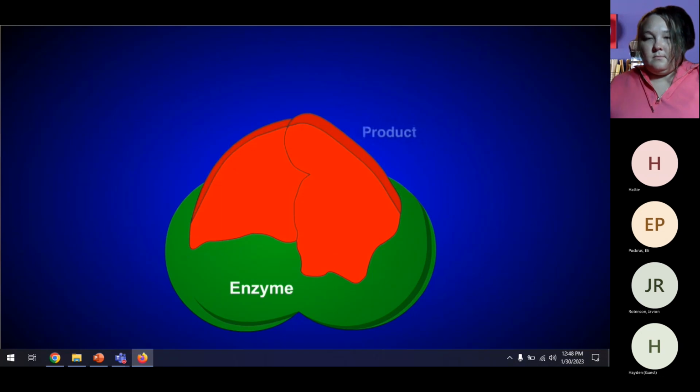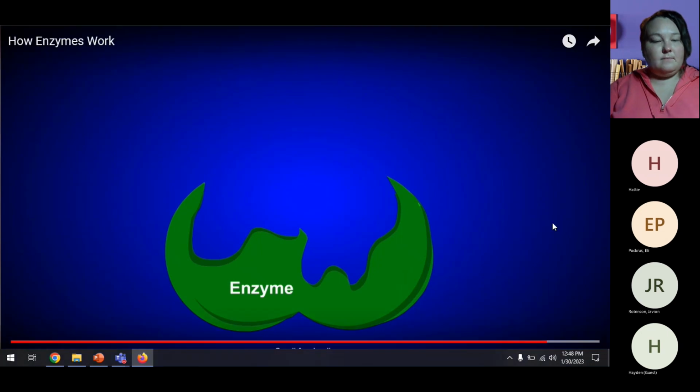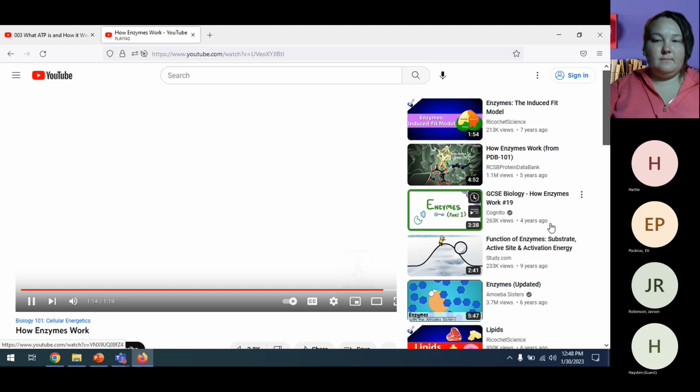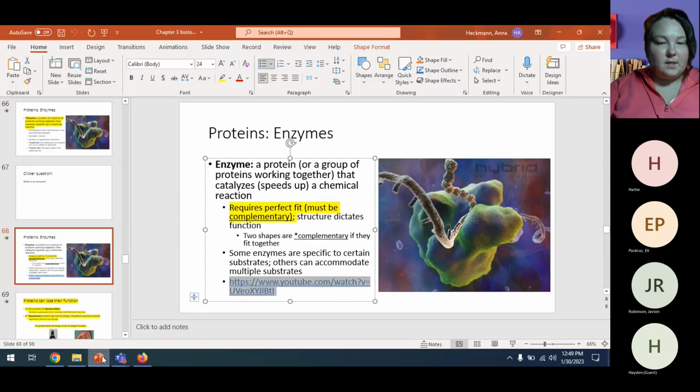This is referred to as the product. Once the reaction has occurred, the product is released from the active site. The enzyme returns to its original state and is free to react again with another set of substrates. All right, that's enzymes.